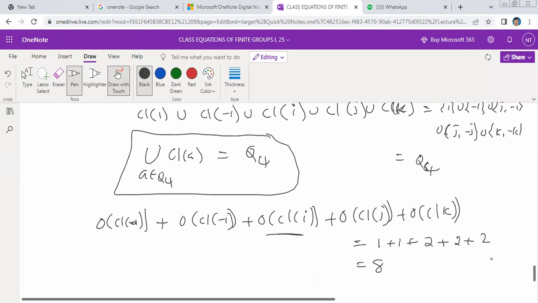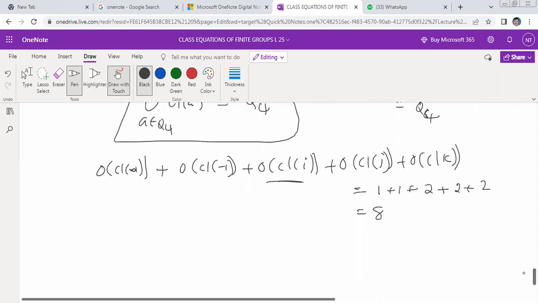What is the order of Q4? 8. So what is the conclusion? This is nothing but the order of Q4. Therefore, the sum of the orders of the classifications of a group is equal to the order of the group. This indicates summation.